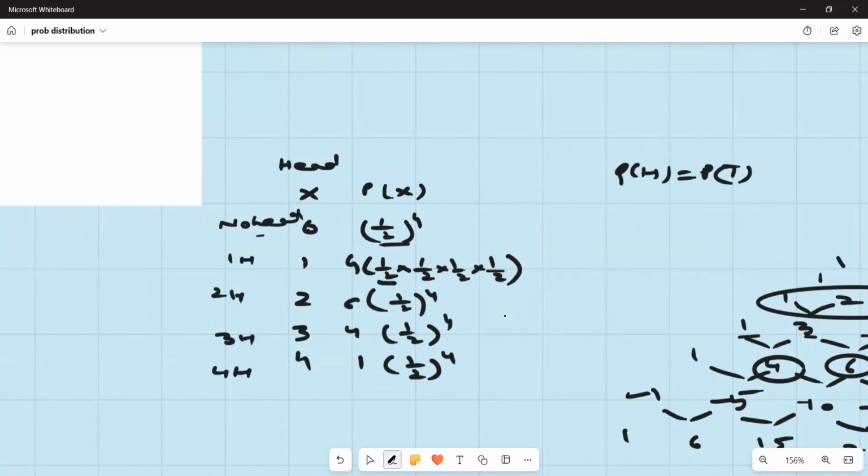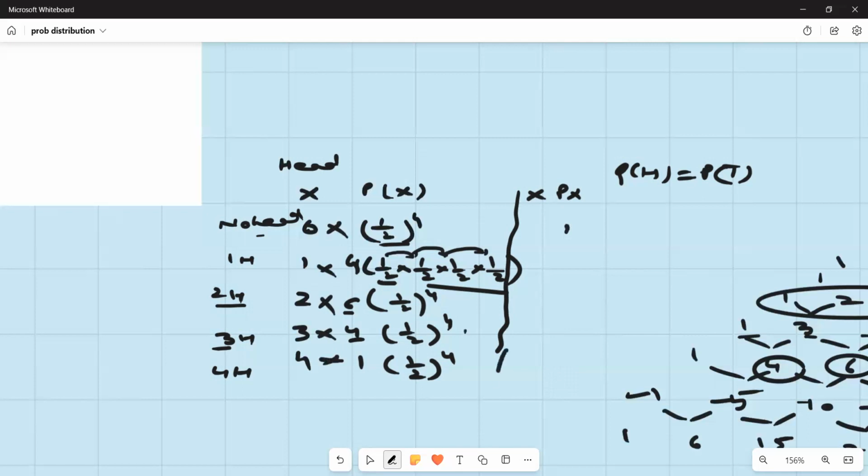Then one head and three tails. Again, because the probability is the same, it will be raised to power 4, but 4 cases will be there because this head will move from this side to this side, this to this side. All the cases you will take. Then 2 heads, 2 tails, it will be 6 cases. 3 heads, 1 tail, 4 cases, 4 heads, 1 case. So this way you will find the probability distribution. And if it is the mean, then find xpx and add them. Multiply these two, put the values over here, and finally add them.